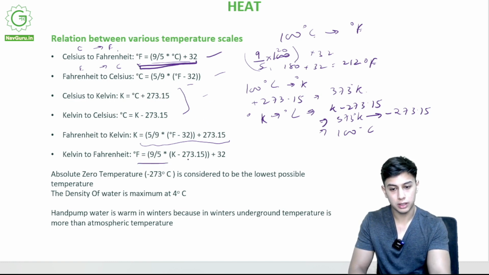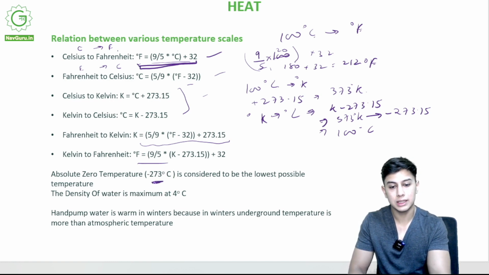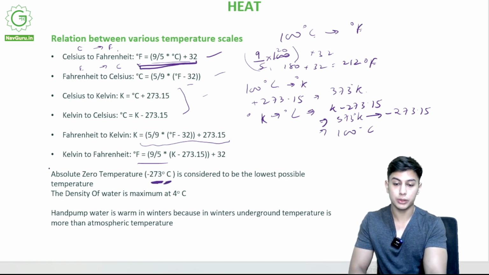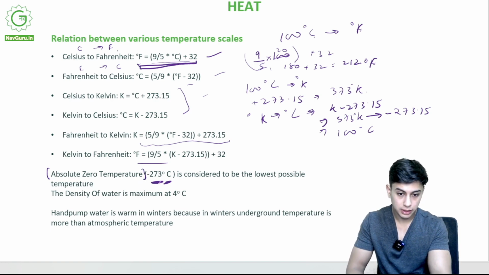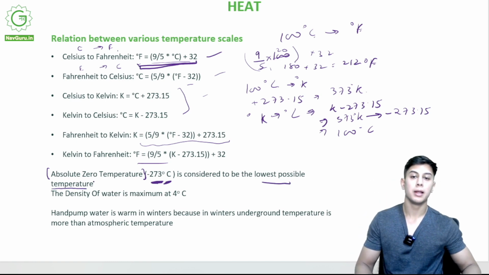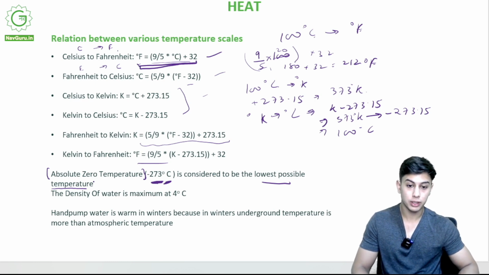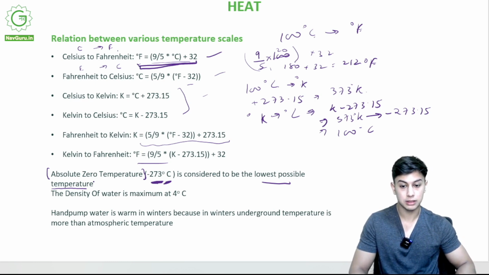Over here again, absolute zero temperature is minus 273 degrees Celsius. If they ever ask you what the absolute zero temperature in degrees Celsius is, it is this much. It is considered to be the lowest possible temperature. What is the lowest possible temperature? Minus 273 degrees Celsius.